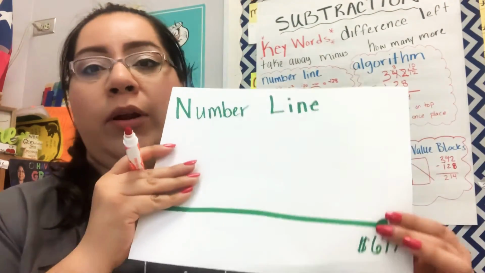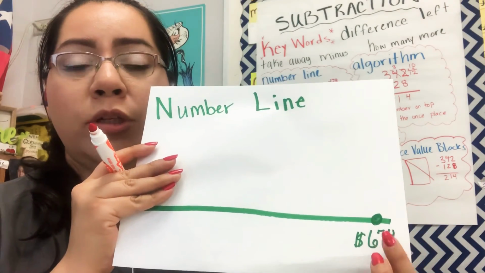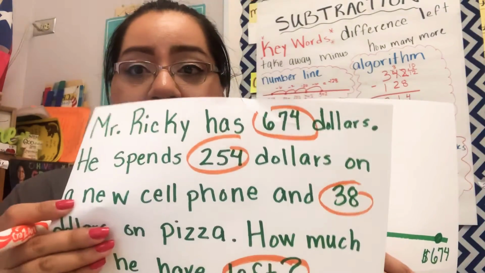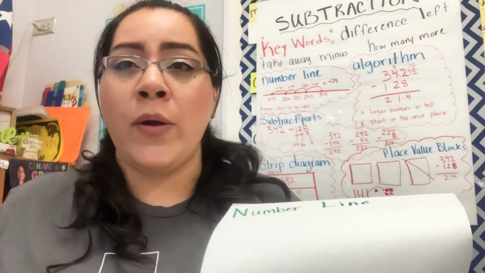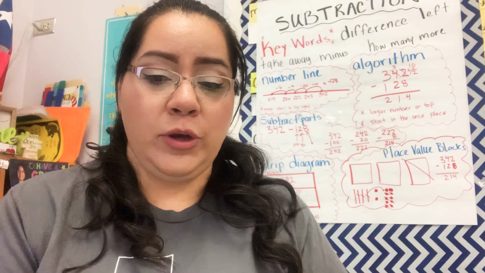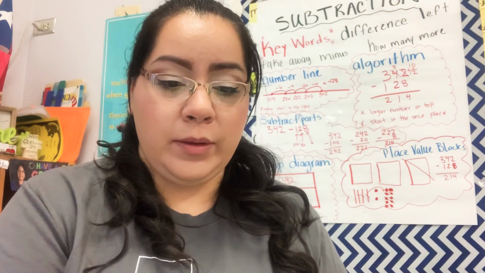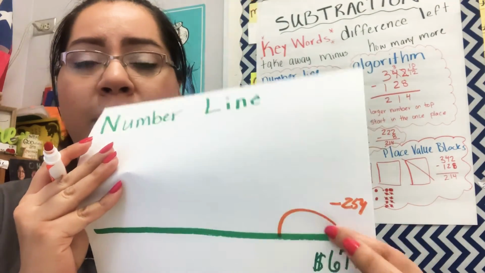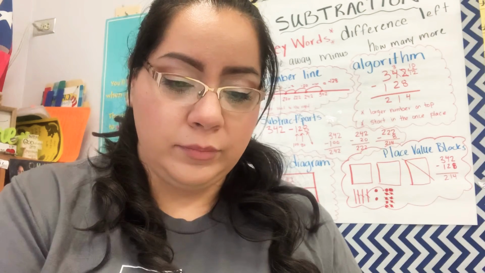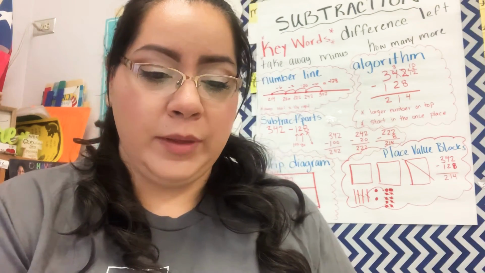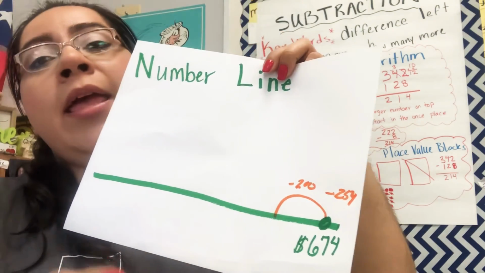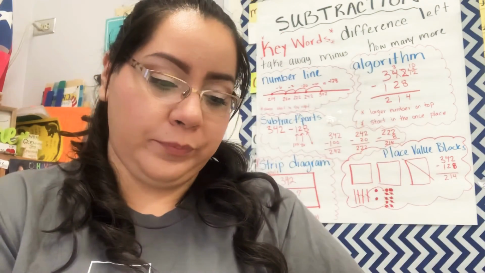So when we use a number line, we're always going to start on the right. So we start off with our total amount. Now the first large amount he spent was that $254. So I'm going to go ahead and subtract that first. So when I do my first jump out of the $254, I'm just going to take away $200. So then I say $674, take away $200, it's $474.